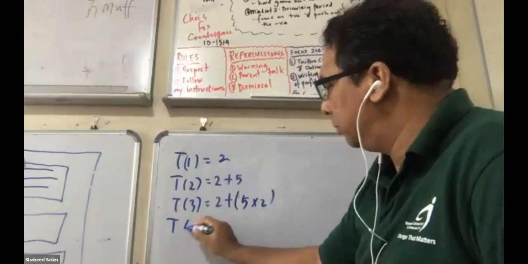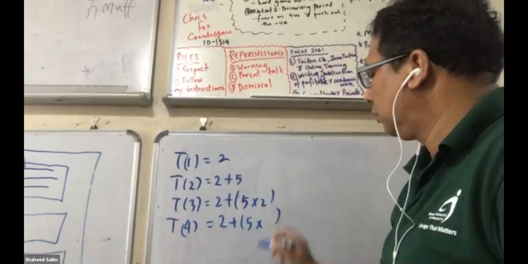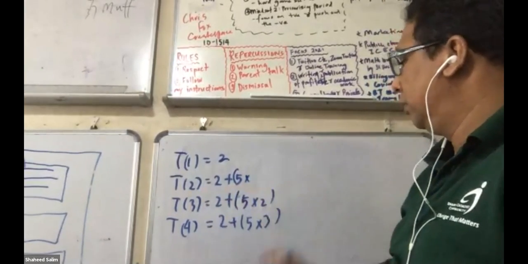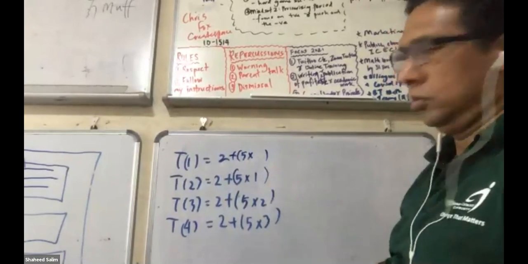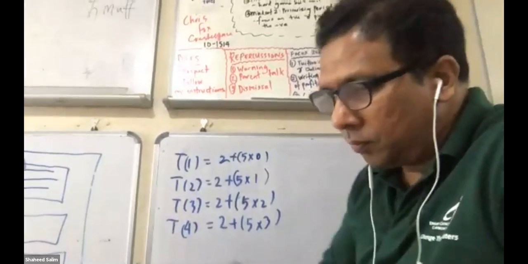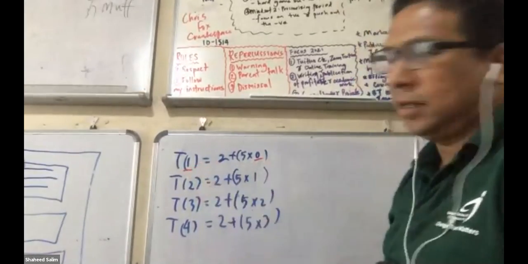Next one, fourth term. 2 plus 5 times 3. So the second term, 2 plus 5 times 1. The first one will be 5 times 0. Notice the relationship. You have to notice the relationship. This is 1 lesser than this. This 2 is 1 lesser.